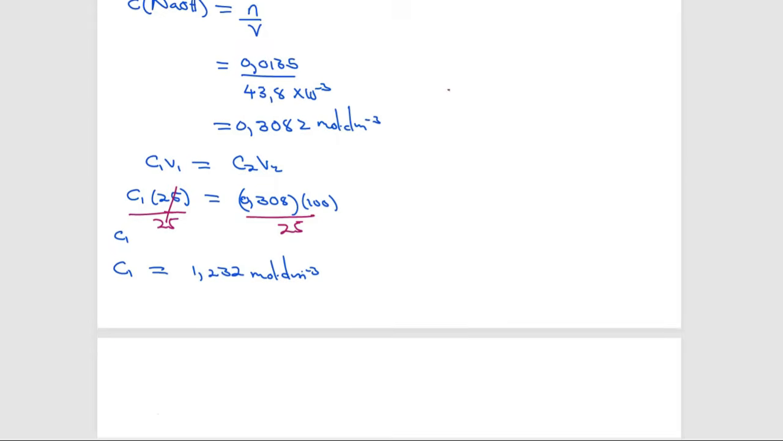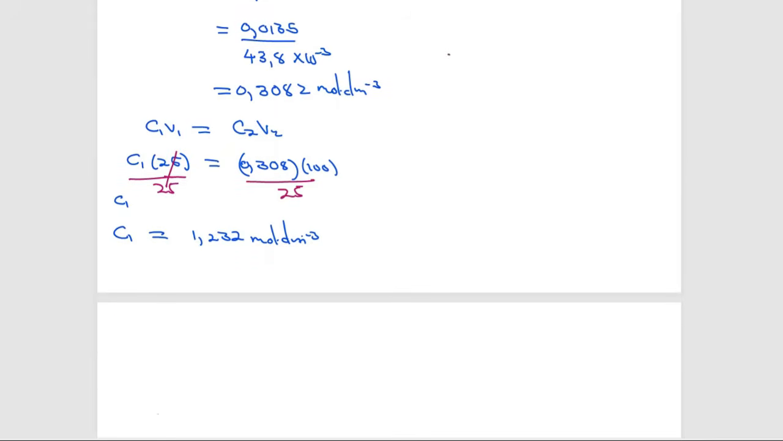So now we have the concentration of C1, right? So now what are we looking for? We're asked in terms of the mass, right? So now from the formula there that says C is equivalent to m all over MV, right? What I'm going to do is to make m the subject of the formula. Therefore, I'm supposed to cross multiply there. I'm going to get something like this, right?